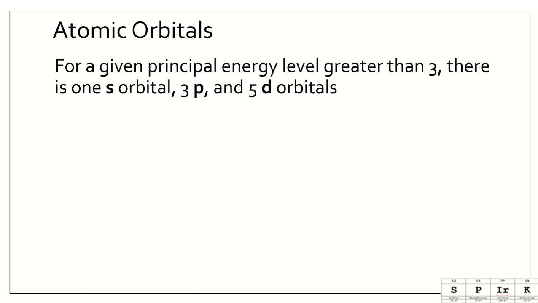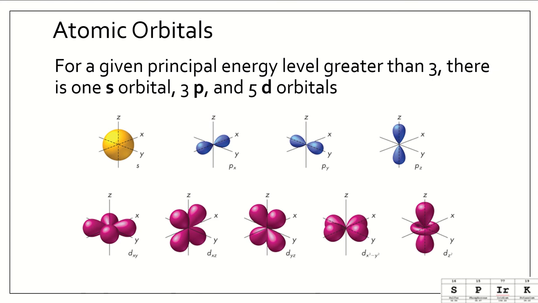So for a given principal energy level greater than 3, or row 3 and below on the periodic table, there is 1 s orbital, 3 p, and up to 5 d orbitals. So all of these shapes, all of this map can exist, and when you superimpose them on top of each other, that's what creates our electron cloud.